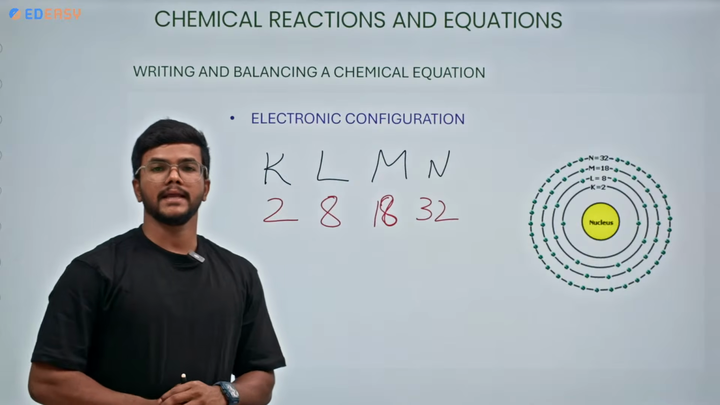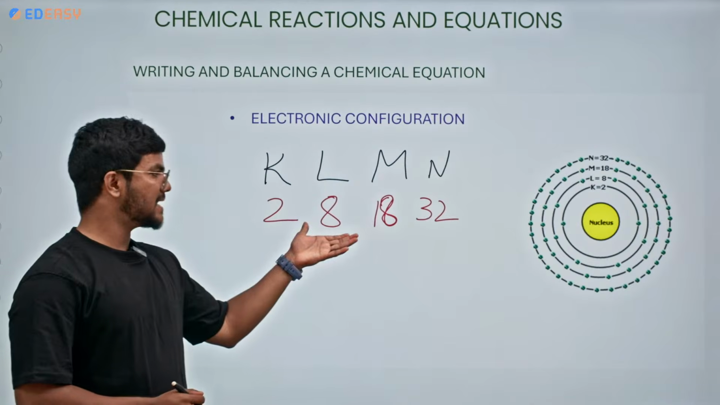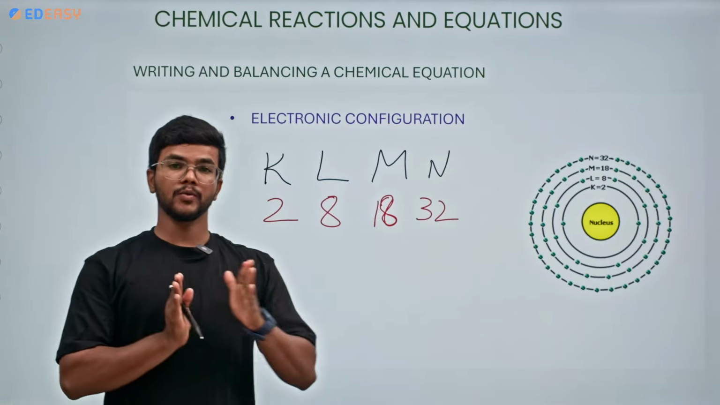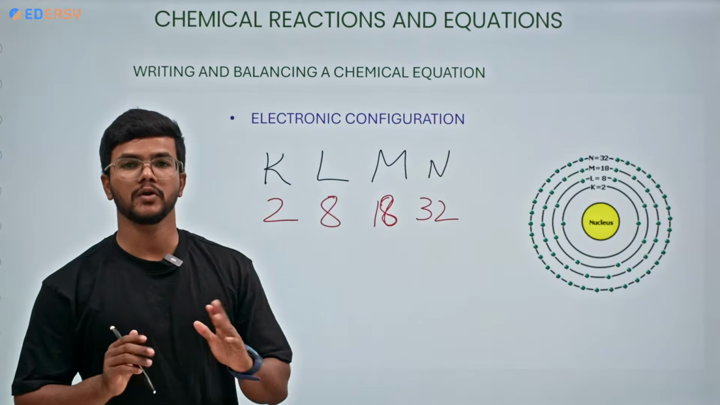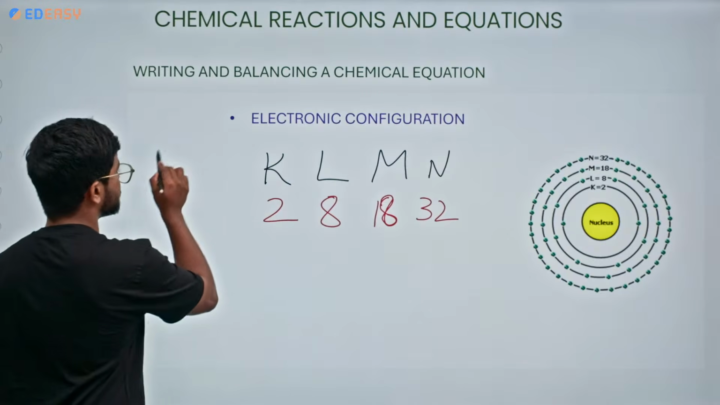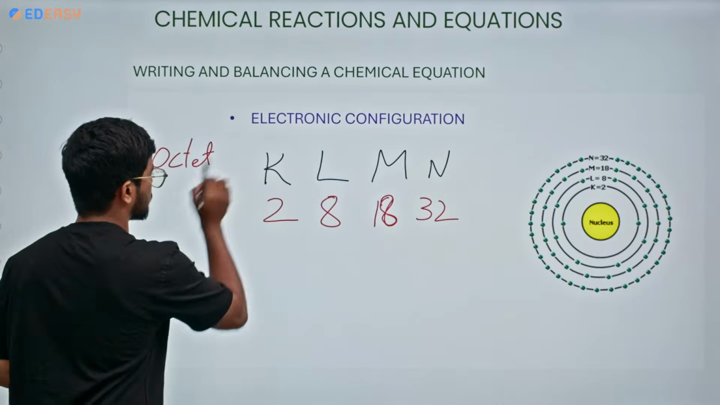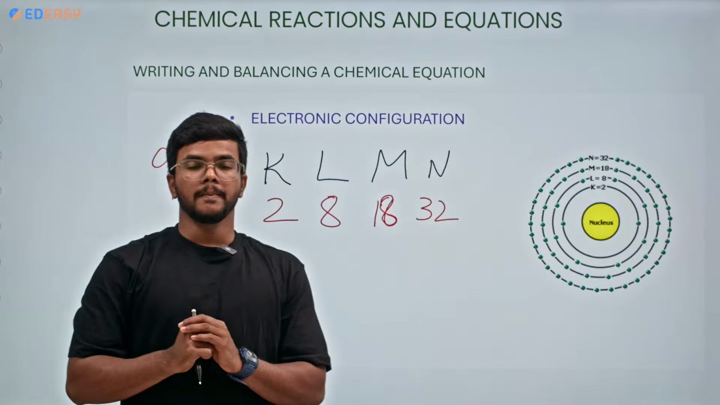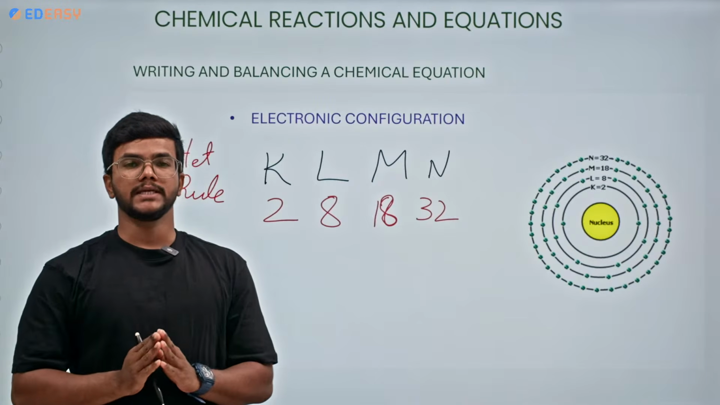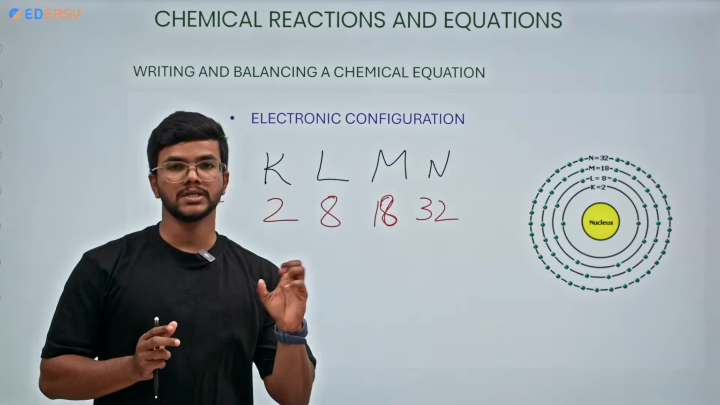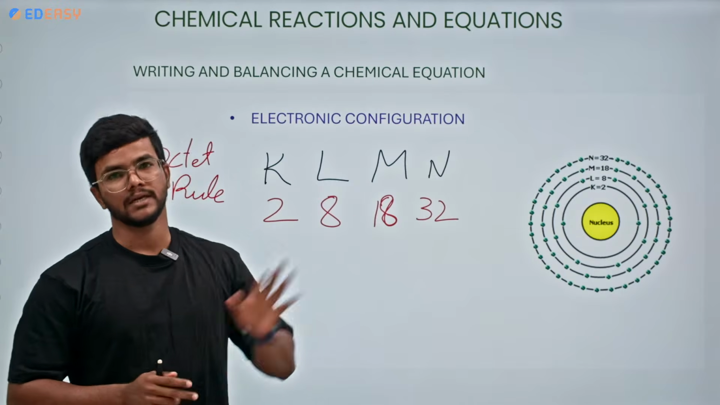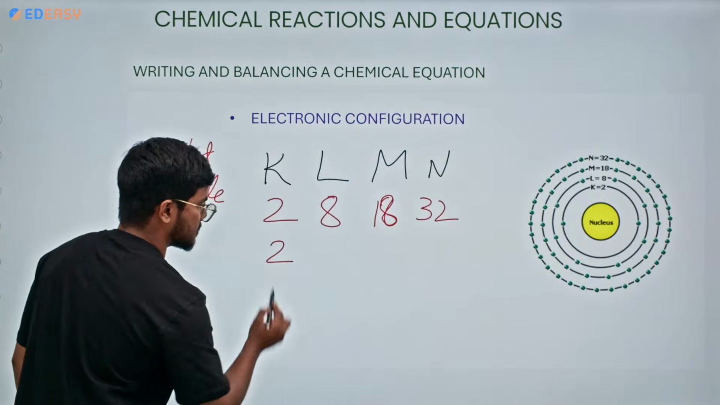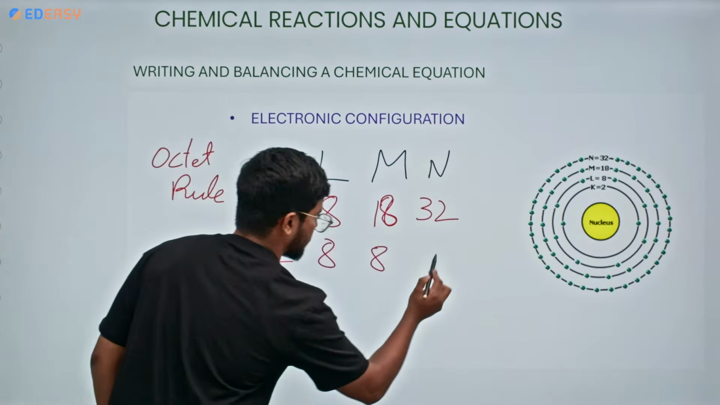So in N 32 electrons, but this is the actual capacity of the shells. But what we want is the electronic configuration. Electronic configuration follows a rule called the octet rule. What is the octet rule? According to the octet rule, the atom will be in the stable state whenever there are 8 electrons, or completely filled electrons, in the outermost shell. So you can fill the electrons like this: 2, 8, 8, 8.